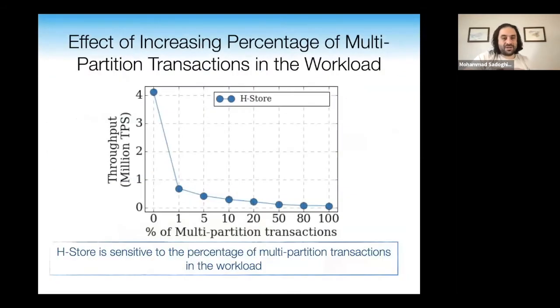And now this is a study of what happens as we change the percent of multi-partition transactions from zero, meaning every transaction is single partition, to 100, where every transaction is going to touch at least two partitions. And there is a significant drop. When there's none, on the same machine, you're getting about 4 million transactions per second. These are really high numbers. These are really at the state of the art processing speed.